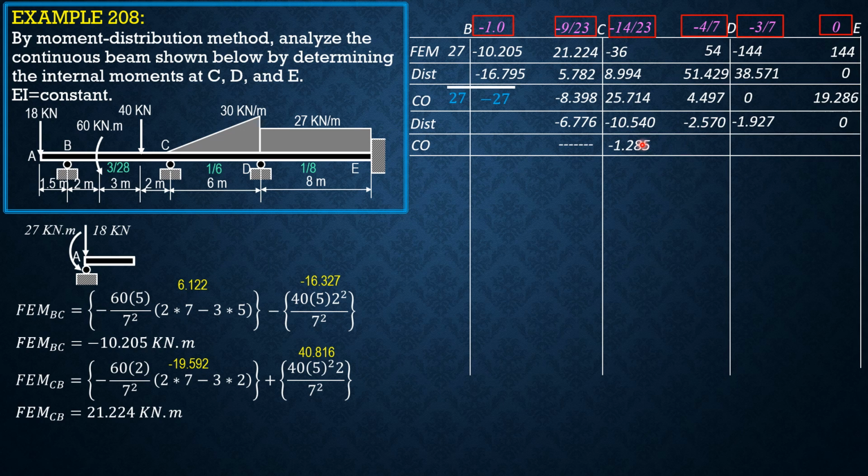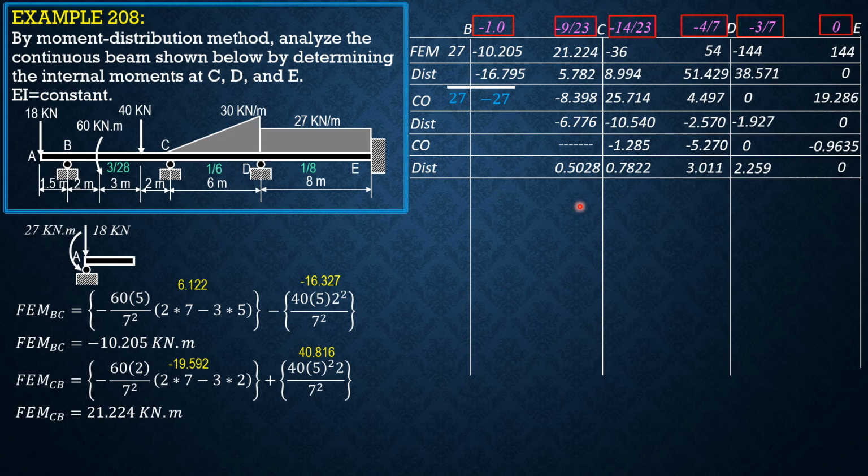Half of negative 2.57, negative 1.285, half of negative 10.84, negative 5.27, half of 0, 0, half negative 1.927, put it here, negative 0.9635. Then distribute, negative 1.285 times negative 9 over 23, put the value here, 0.5028. Replace negative 9 by negative 14, put the value here, 0.7822. Negative 5.270 times negative 4 over 7, put the value here, 3.011. Replace negative 4 by negative 3, put the value here, 2.259, then 0.